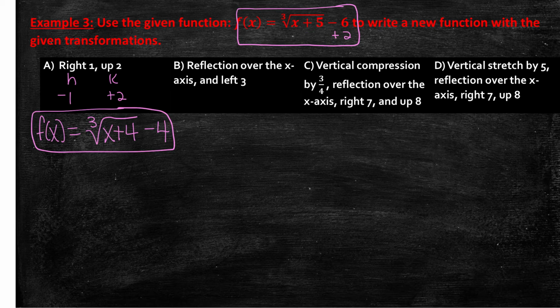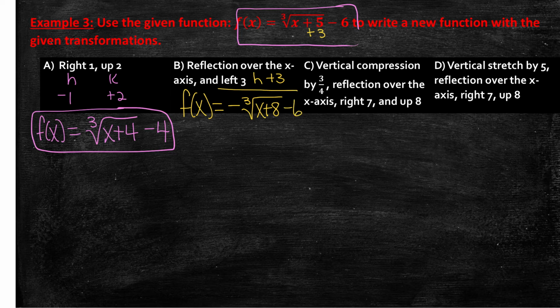Okay, let's move on to the next one. So this time, we have a reflection over the x-axis. That's going to make the beginning, since it was positive to start with, a negative. And it's going to move to the left 3, which is going to affect your h by adding 3. So we're going to add 3 to this. So we're going to have negative cube root of x plus 8, because 5 plus 3 is 8, and then the minus 6 does not change.